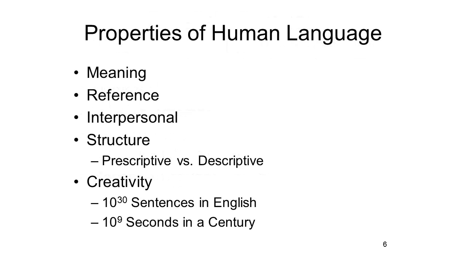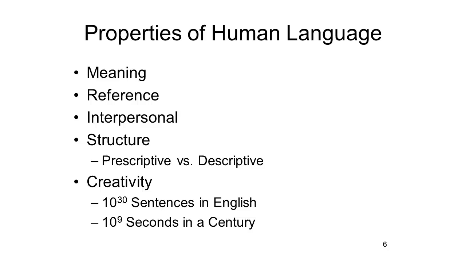When all is said and done, though, human language is different from any other form of communication that we know of in the animal kingdom. Human language is differentiated from these other communication systems by 5 important properties. The first of these is meaning, by which we simply mean that language expresses ideas. The second property is reference. Language refers to the real or imagined world of objects and events.